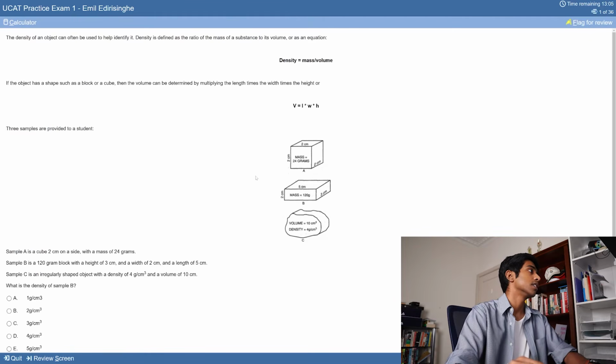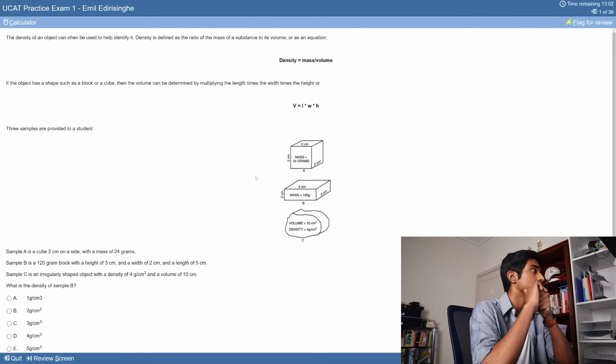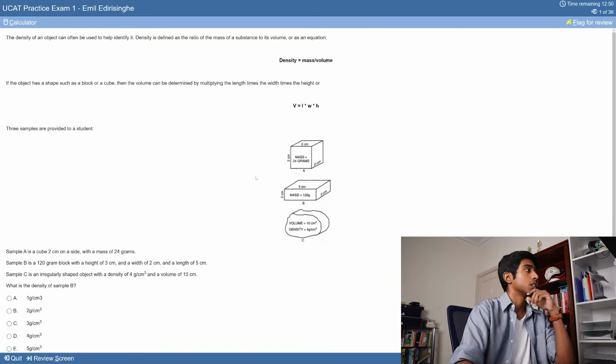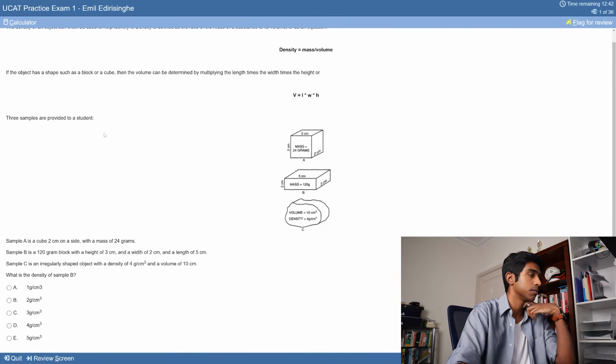Okay. The density of an object can often be used to help identify it. Density is defined as the ratio of mass of the substance to its volume. Density equals mass divided by volume. The object has a shape such as a block or cube. Length times width. Yeah.